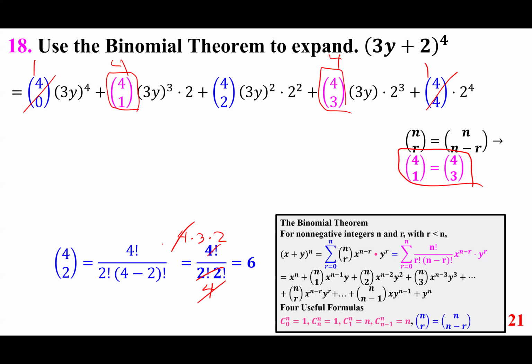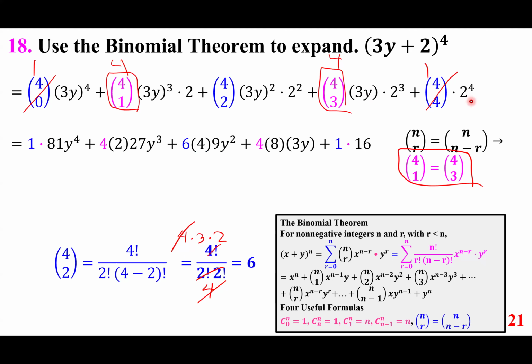So let's replace what we have. We said this is 1. This one, 3 to the power of 4, which is 81y to the power of 4. This is 4 times 2 times 3 cubed, which is 27y cubed. For 4C2, we ended up with 6. 6 times 2 squared is 4 times 9y squared. 4C3 is 4. Okay. Times 3y times 2 cubed is 8. And this is 1. This is 2 to the power of 4, or 16. I hope everybody can see that.